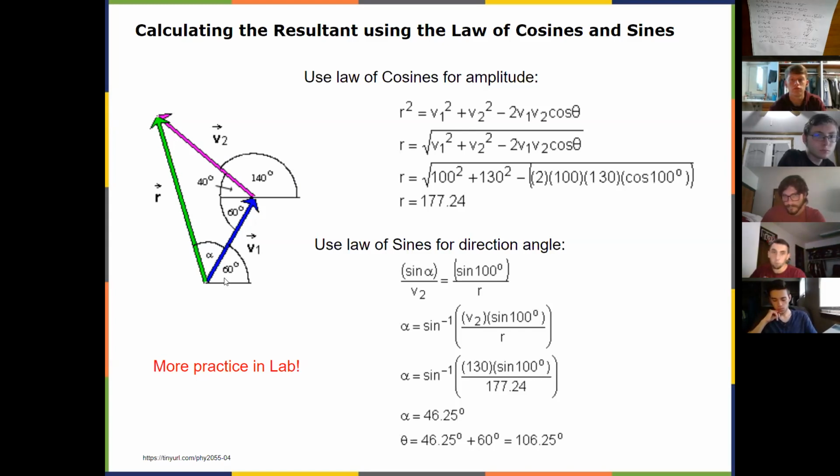So v1 has a directional angle of 60 with respect to horizontal to the right. Vector 2 has a directional angle of 148 degrees with respect to positive x horizontal to the right. Okay, so then what would be the magnitude of r and then its directional angle? Okay, so we can use law of cosines to figure out this magnitude, right? The length of r, because this is a triangle here.